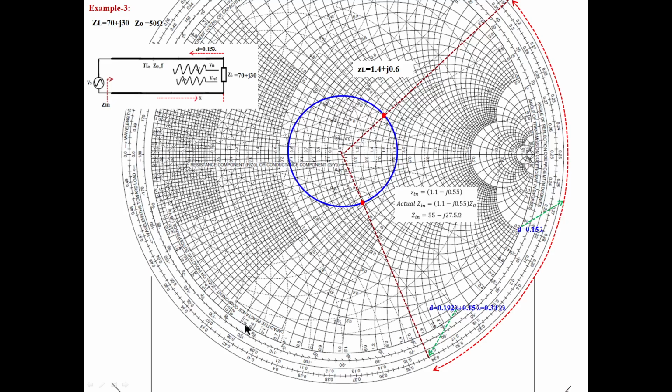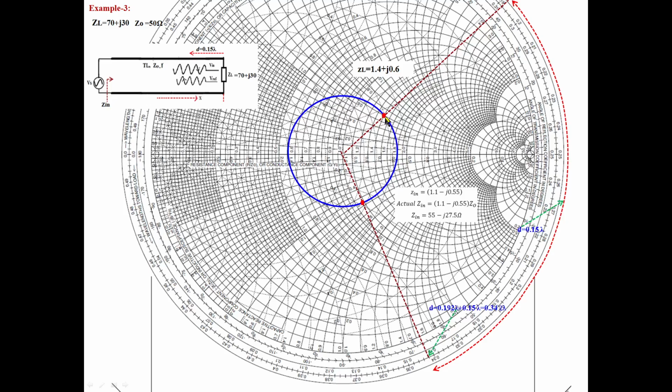Don't take this, this is for susceptance. You should take a value written here, but it is not written. So what you have to do? You take this reactance circle value 0.5 and this reactance circle value 0.6. In between that, the reactance circle is 0.55. So you take the value 1.1 minus j0.55. This is the normalized impedance at this position. Multiply that value by the characteristic impedance, and you will get the actual impedance at this position.